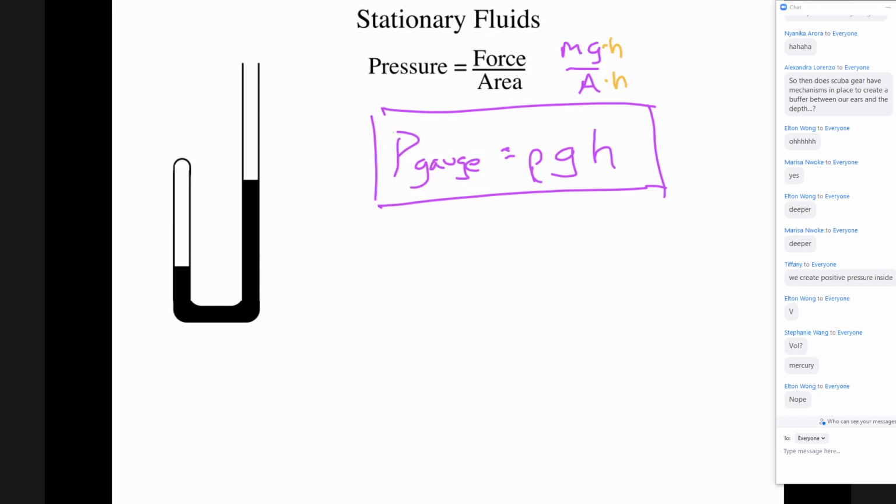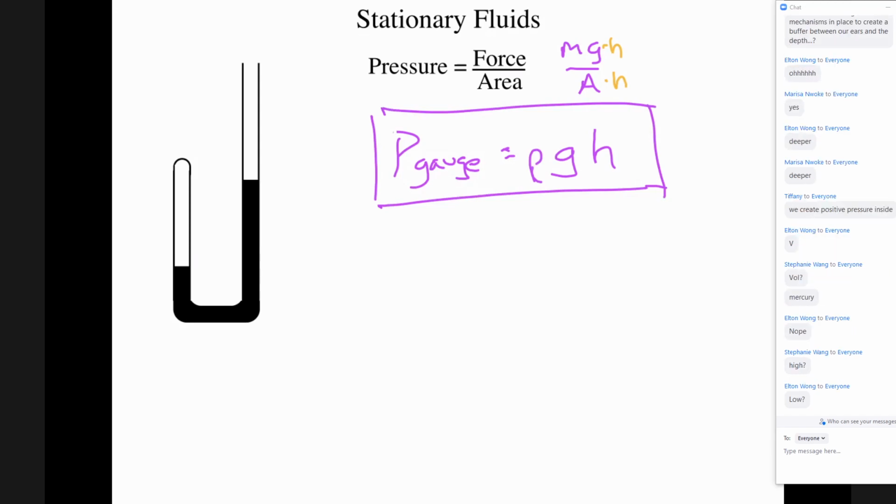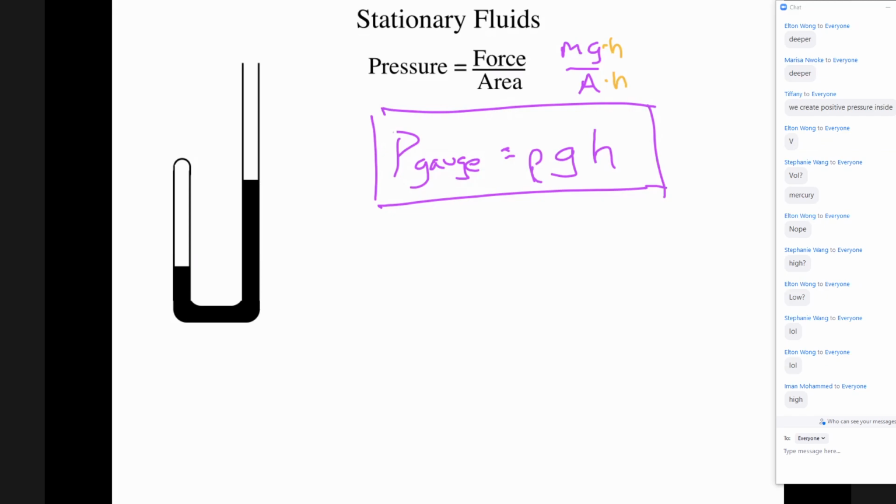Couple reasons. Number one, density of mercury is high or low? No. Not really sure. So got a couple high votes, couple low.